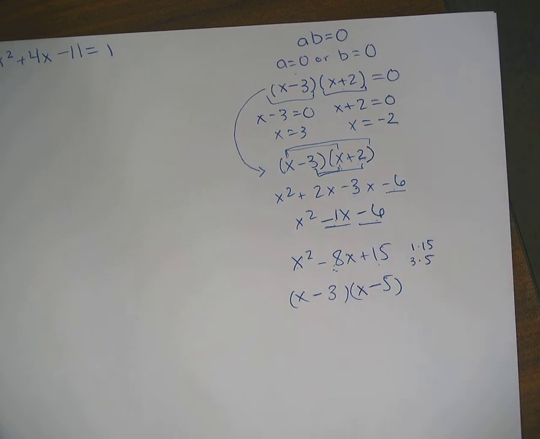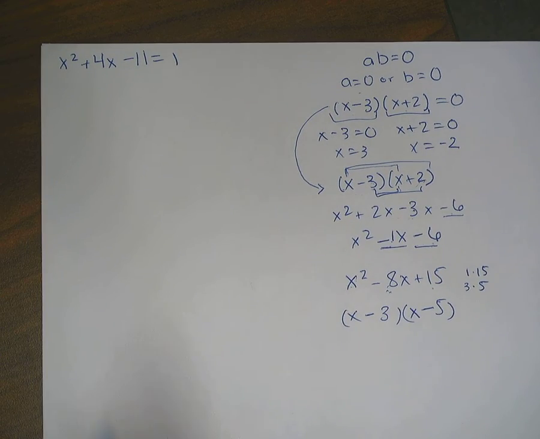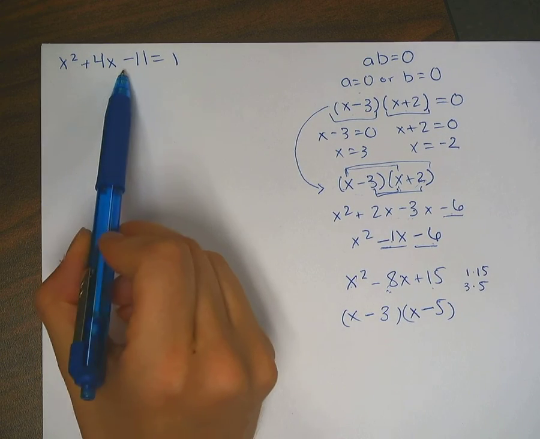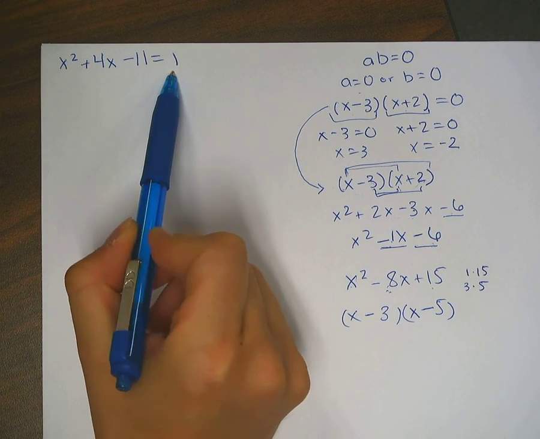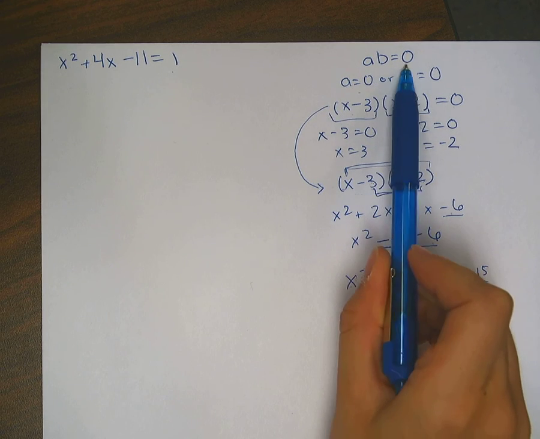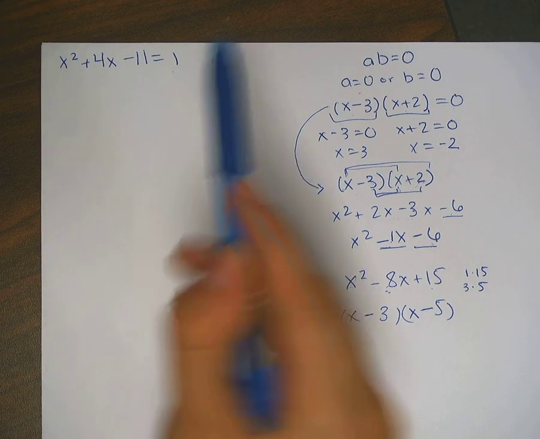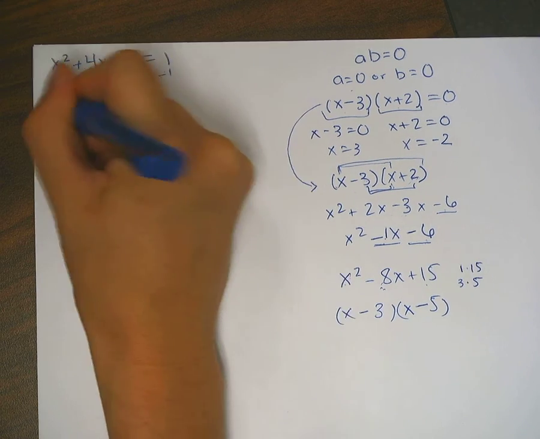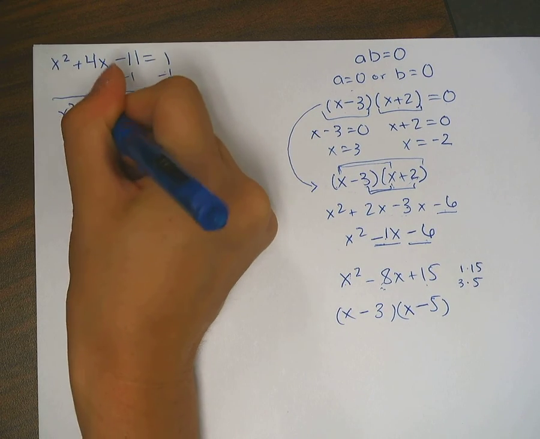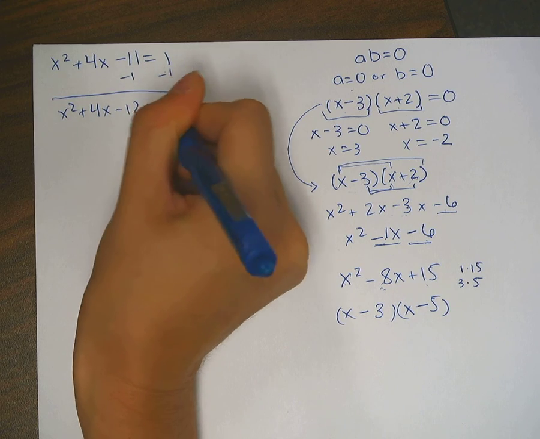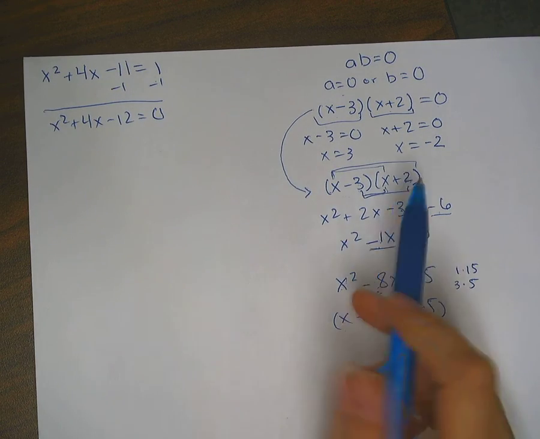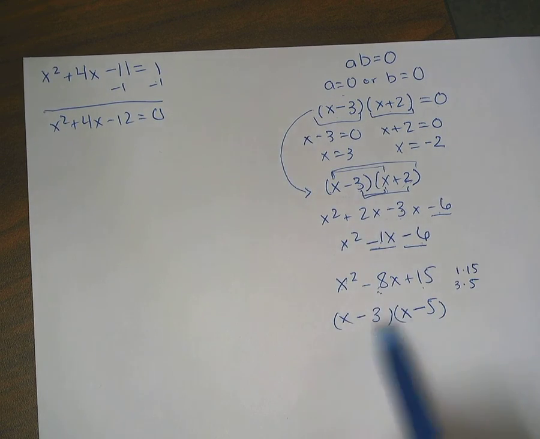So let's put that all together. Take a look at this problem. I have x squared plus 4x minus 11 equals 1. The first thing to keep in mind is that we're using the zero product property, so I have to make sure I get it equal to 0 first. So I'm going to subtract 1, and so I have x squared plus 4x minus 12 equals 0. And so now remember, we want to factor it.